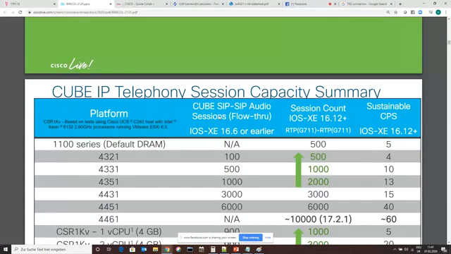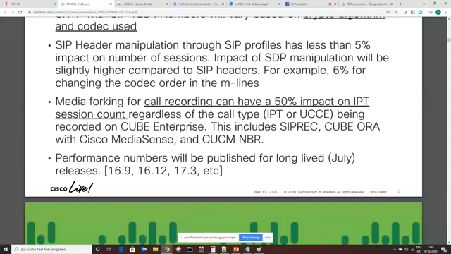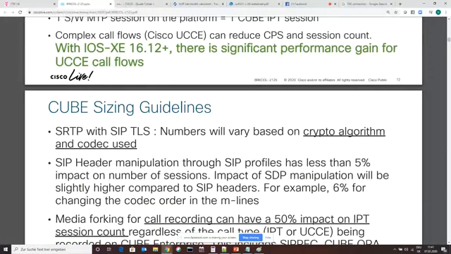RTP, SRTP, then what kind of sessions are supported, and all such information. For example, SIP header manipulation. In the case that I was talking about, the provider wanted something like BNC in the SIP INVITE message, and I was manipulating the contact header for doing that. In such cases, I need to create a SIP profile in my Cisco CUBE. If I create a SIP profile, it has very little impact, maybe less than 5% on the number of sessions. If you manipulate the SDP headers or change the codecs, it will have an impact of 6%.